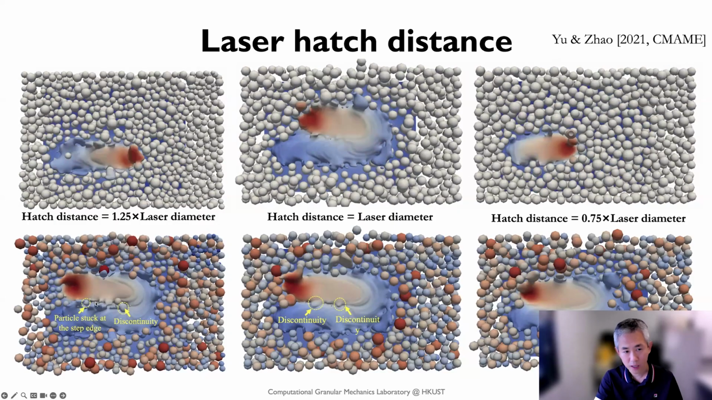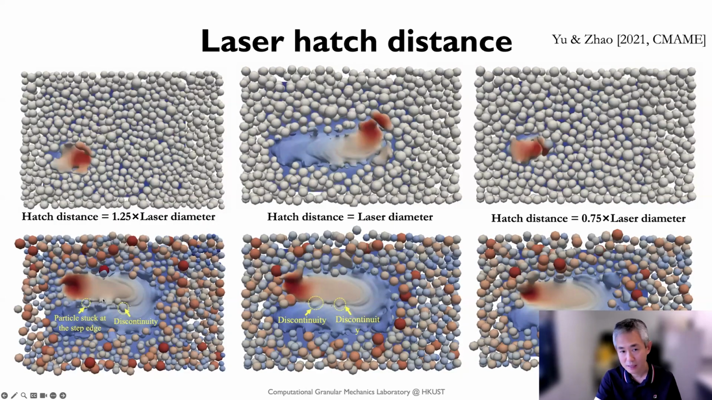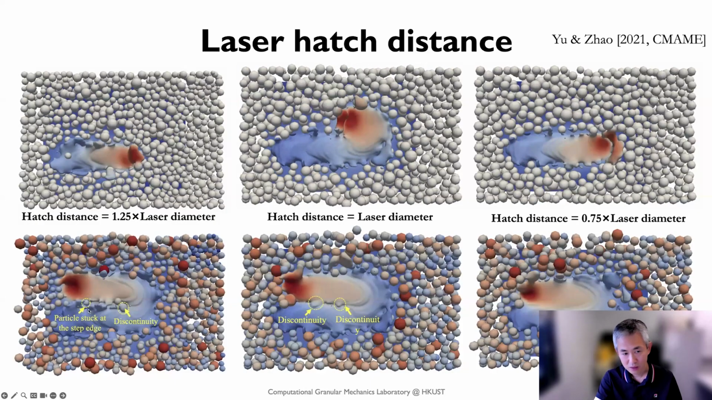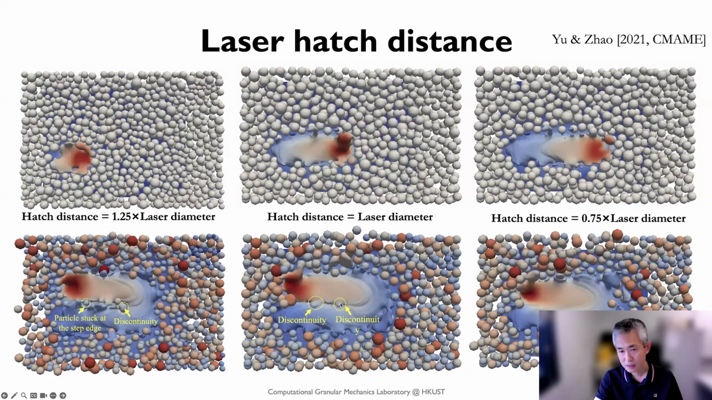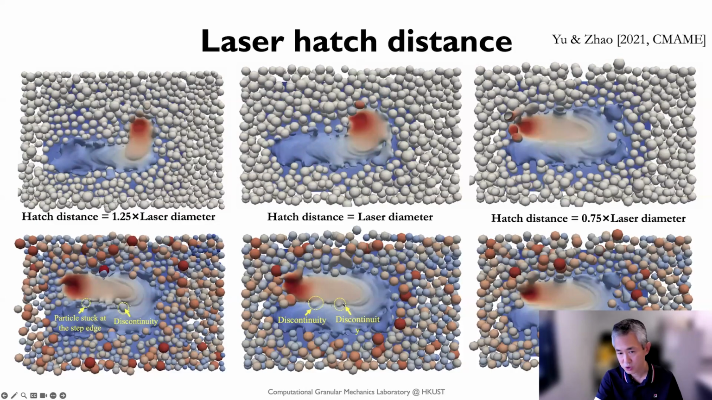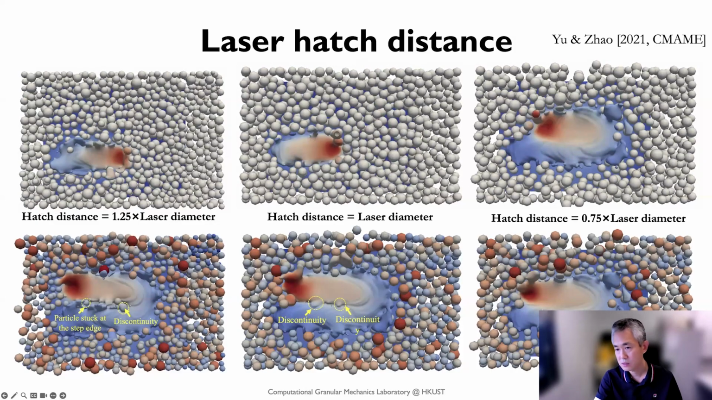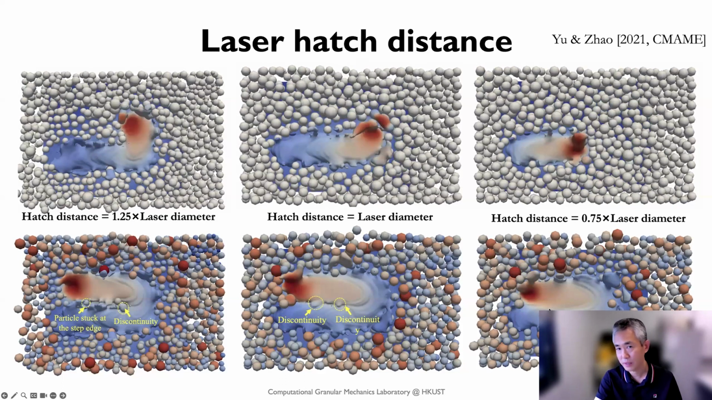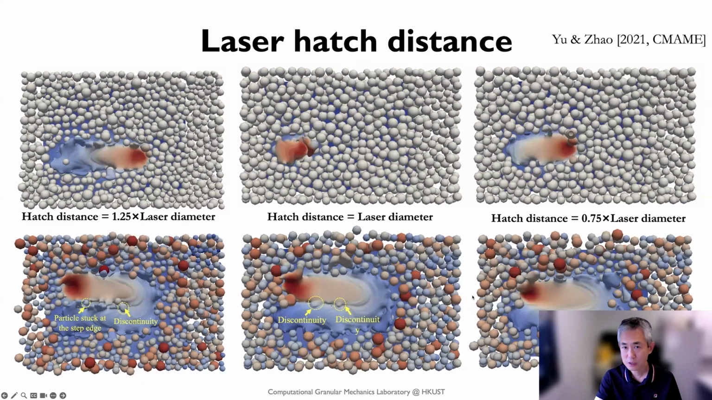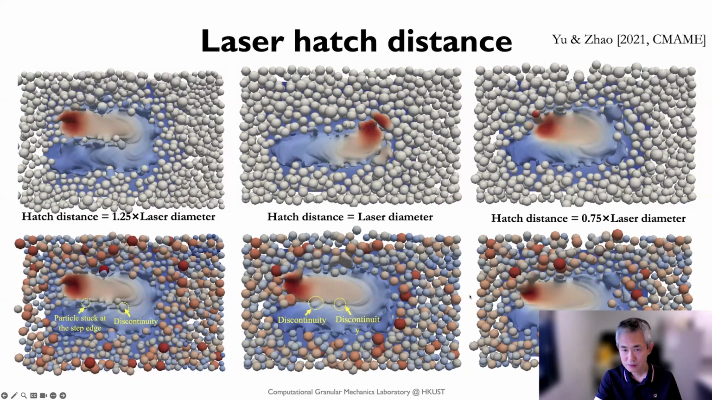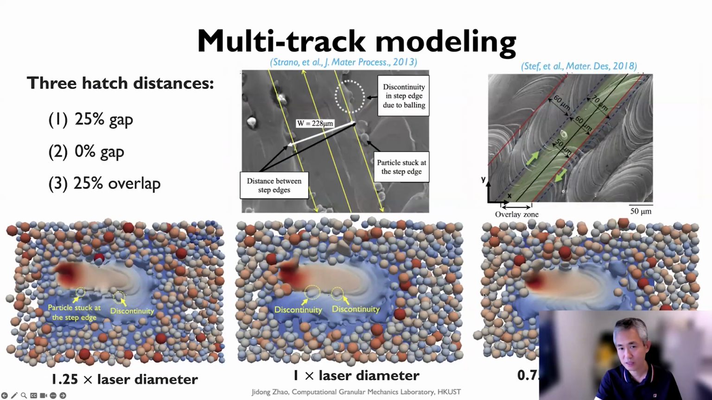If you have 1.5 times the laser diameter, you generate stacked particles, or half of it is a discontinuity generated, and with equal size, it still has some discontinuities. But if you have a certain overlapping, we call it the hatching distance, and this will make the surface much better. So this is the laser hatch distance here. And this is compared with experiments, how it's done in practice, as reported in the literature here.